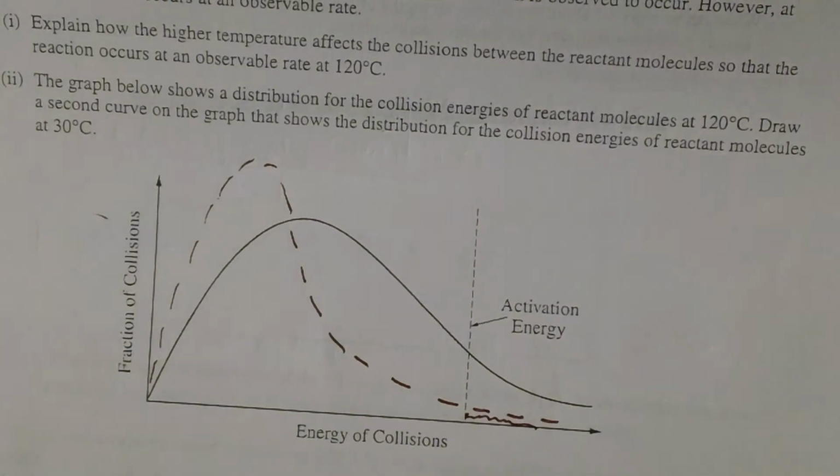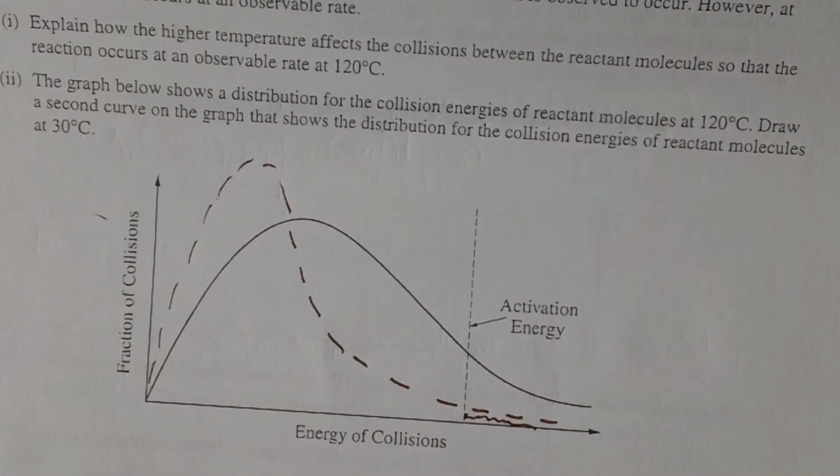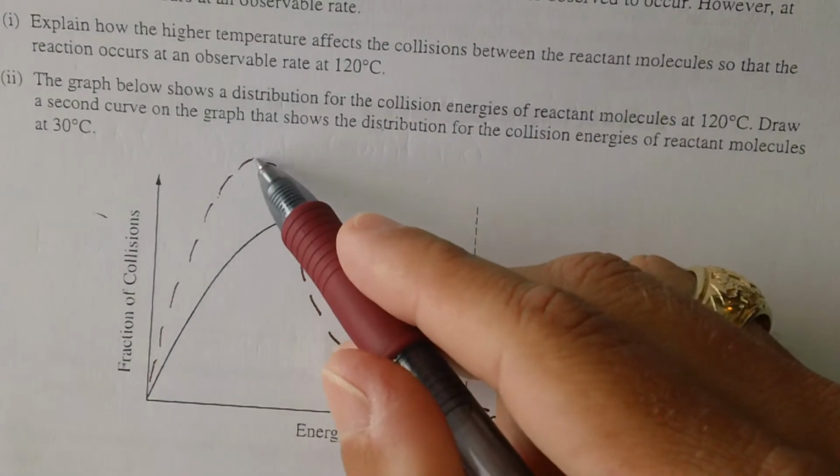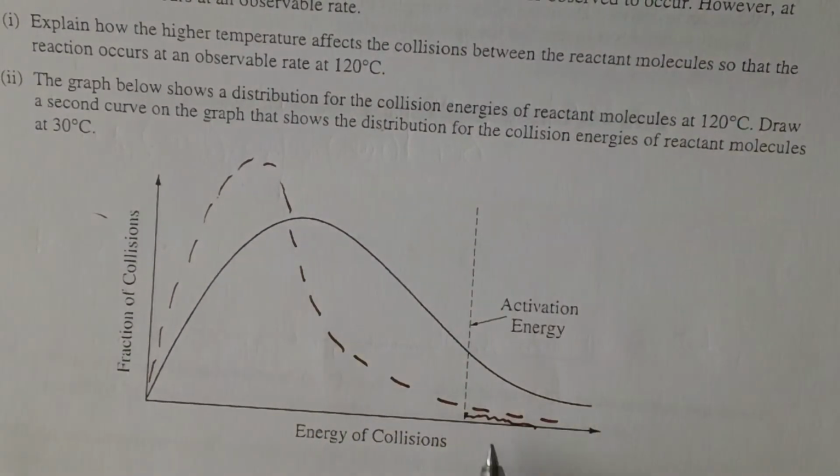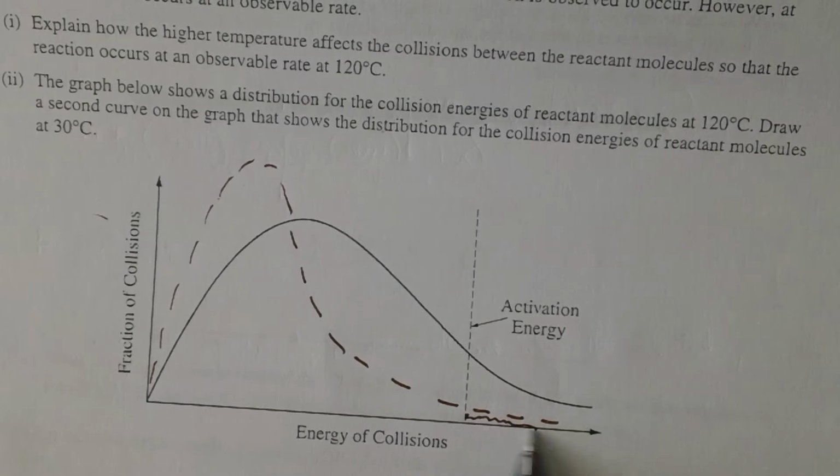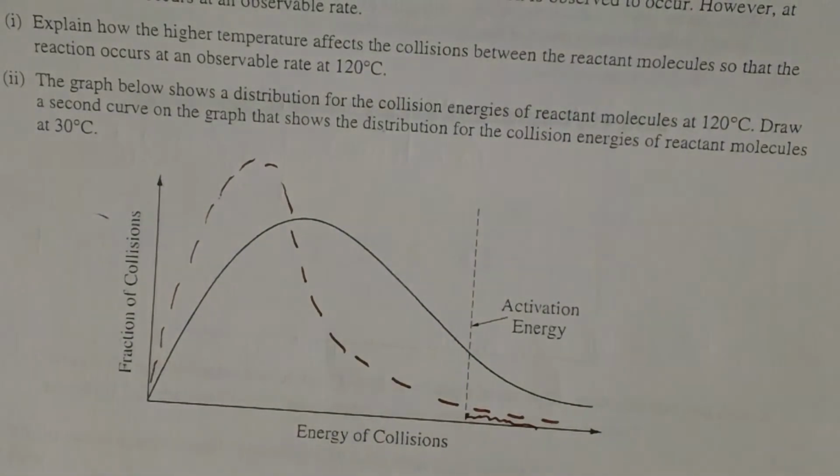You get 2 points there, a point earned for the curve that has a peak above and to the left of the given curve. So this is above and to the left, you get a point, and then you get a point for having less area under the curve after the activation energy in part 2 of B.